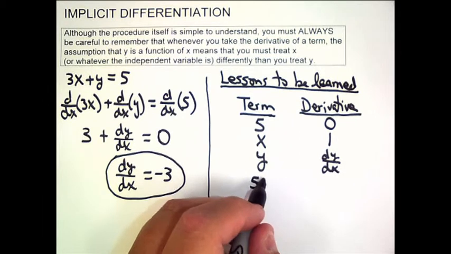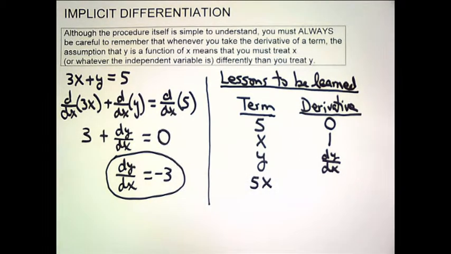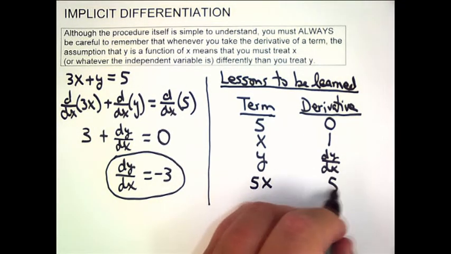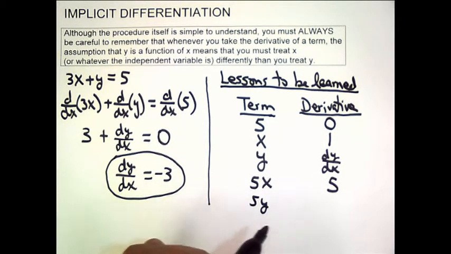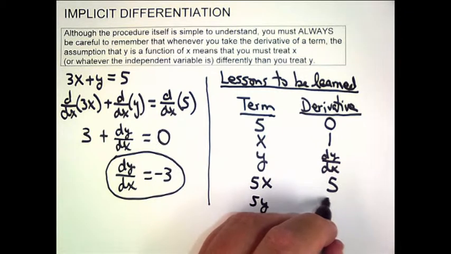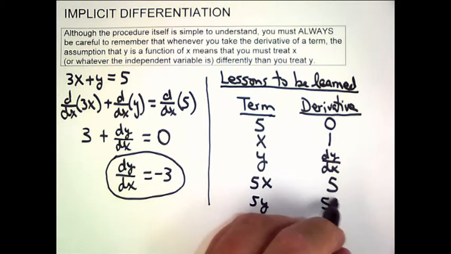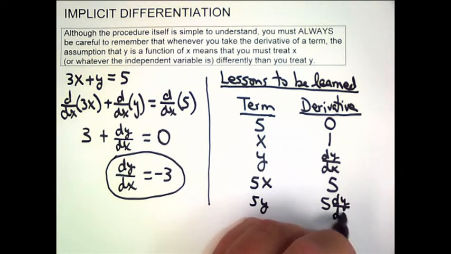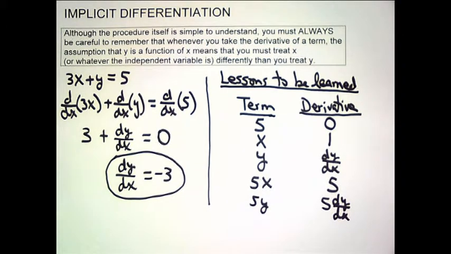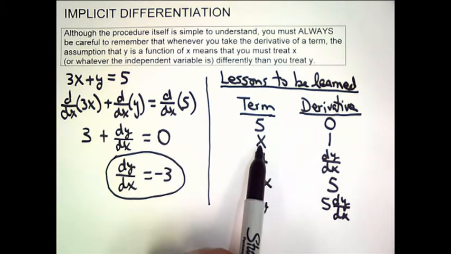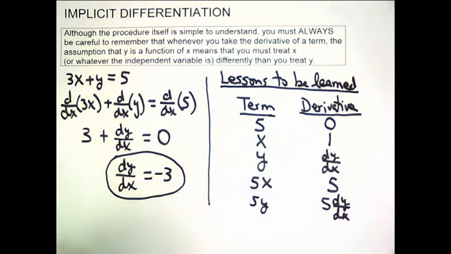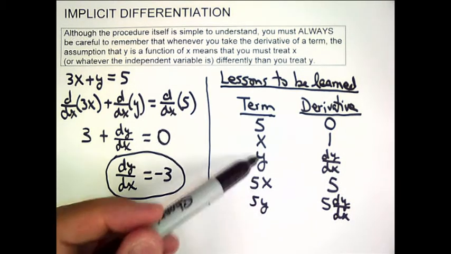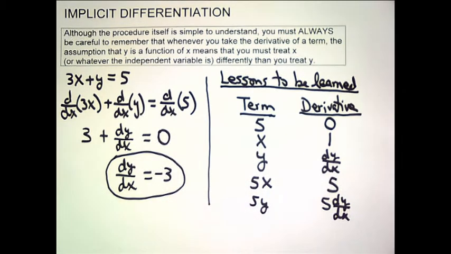If I have something more complex involving just x, say 5x, that derivative would be 5. But if I had 5y, the derivative is going to be 5 times the derivative of y with respect to x. So when you have a constant, it's 0; when you have some term involving just x, it's your ordinary derivative rules, but whenever a y is involved, you're going to have a dy over dx.